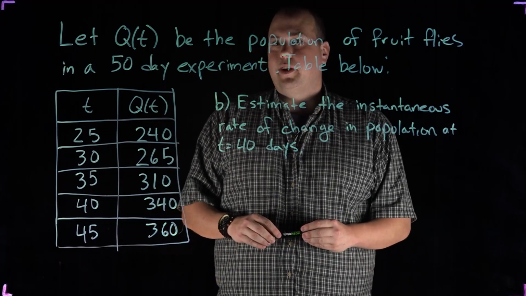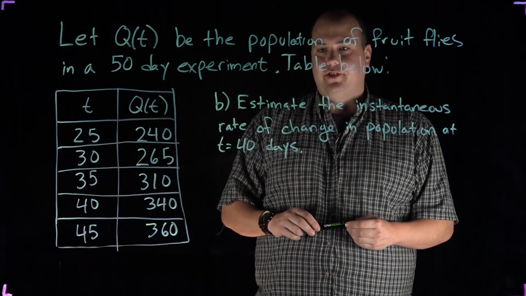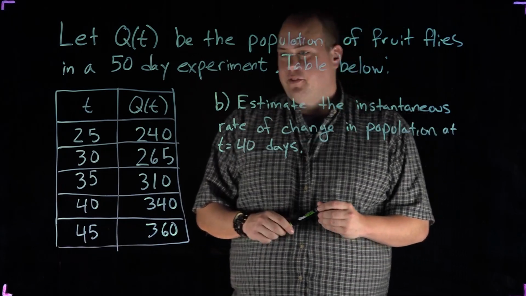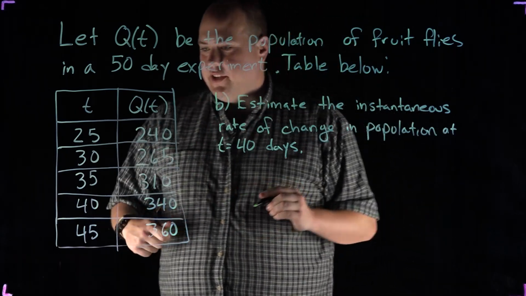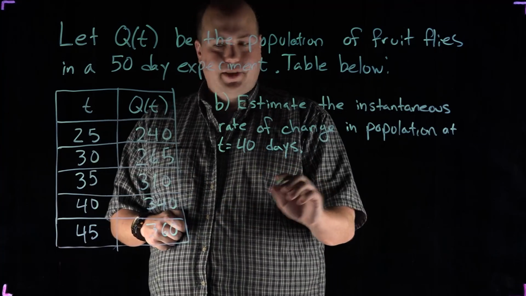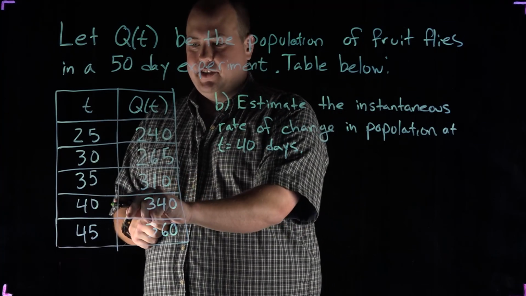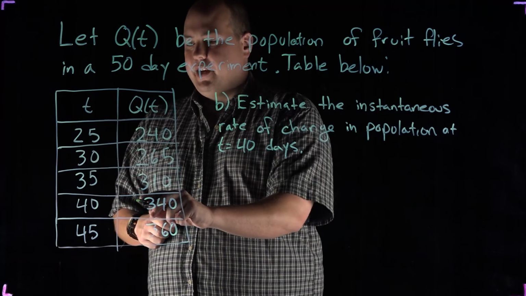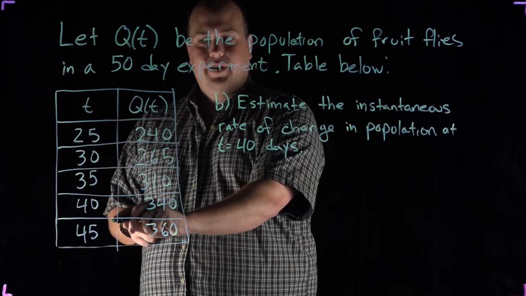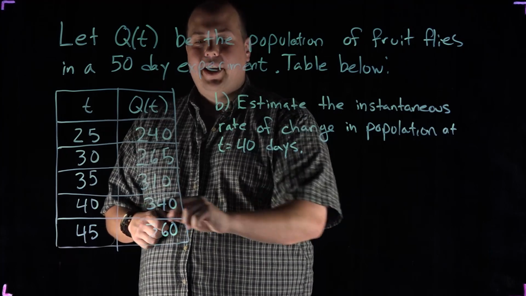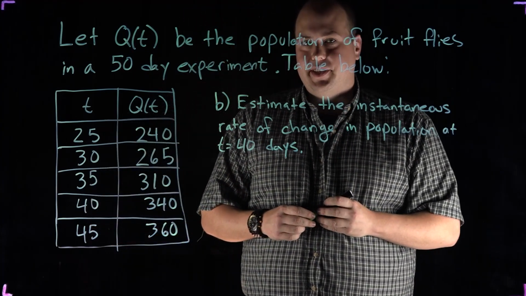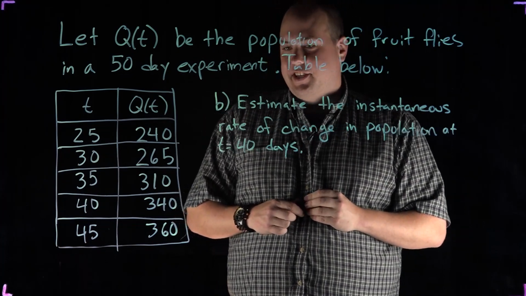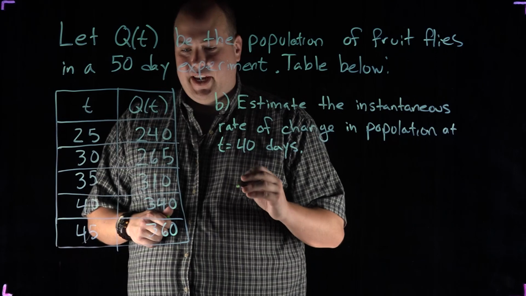In this part, we will estimate the instantaneous rate of change of the population at t equals 40 days. We have a little bit of freedom in how we do this, but this will lead to the best answer. We can choose x1 and x2 to be 35 and 40 to get a good estimate from the left, and we can choose 40 and 45 to get a good estimate from the right. Then we'll average those together to get the best estimate for our instantaneous rate of change of the population at t equals 40 days.